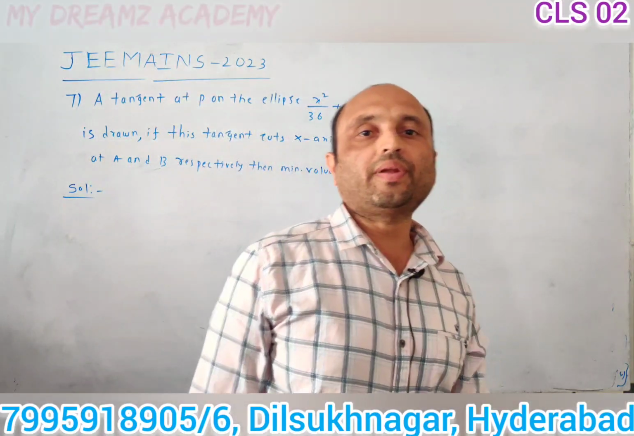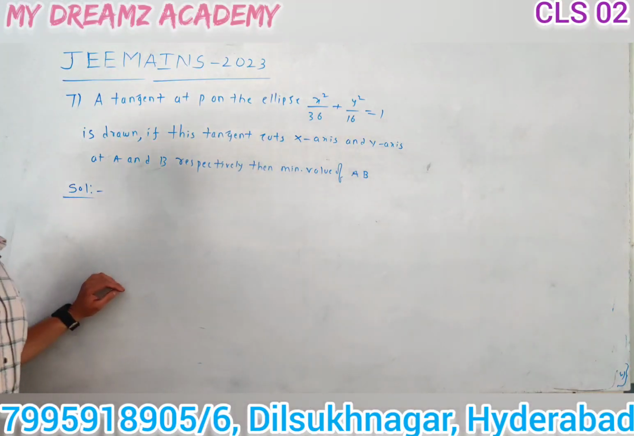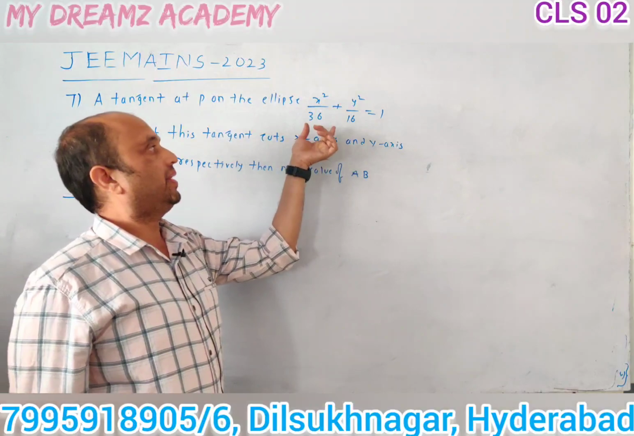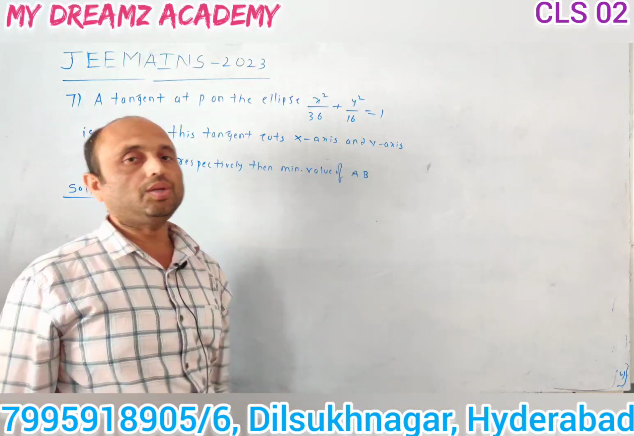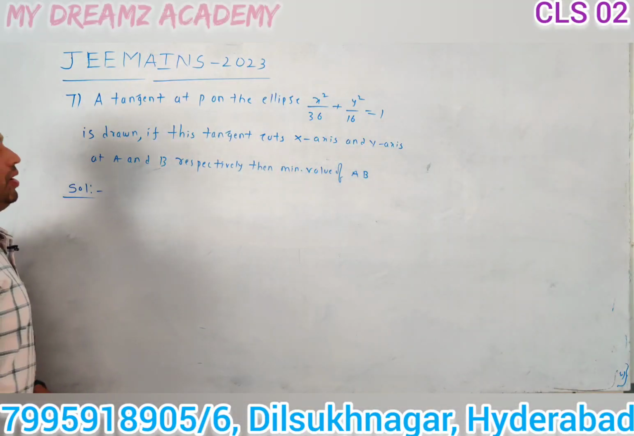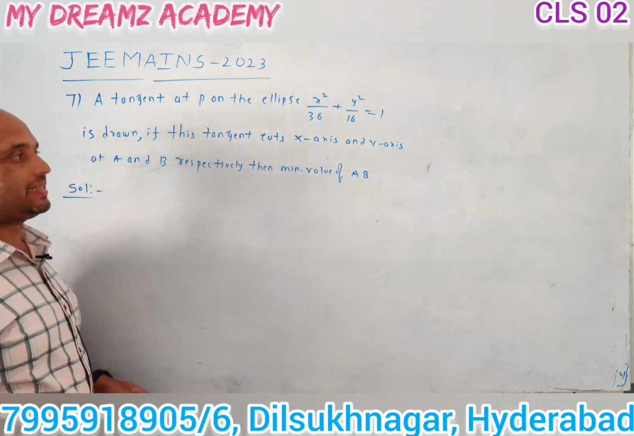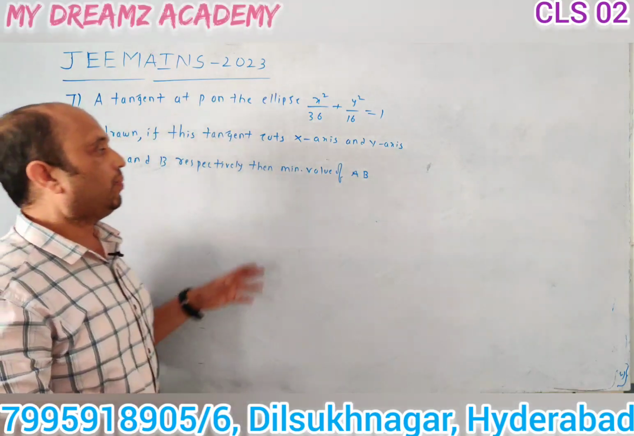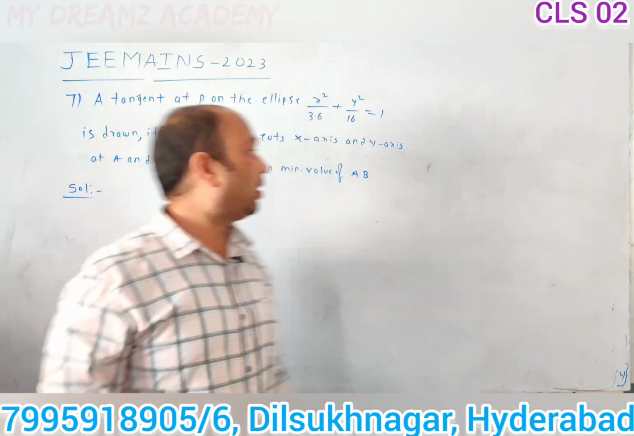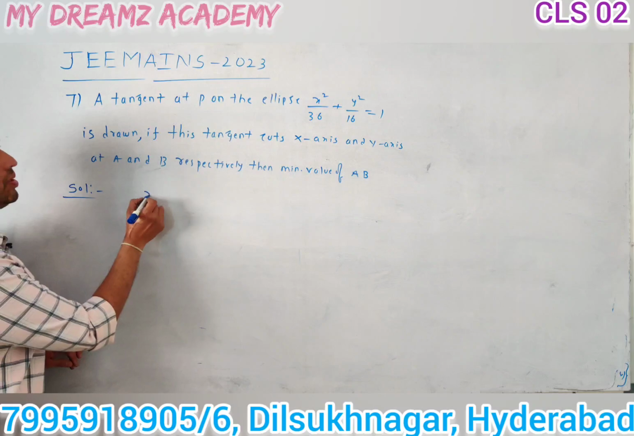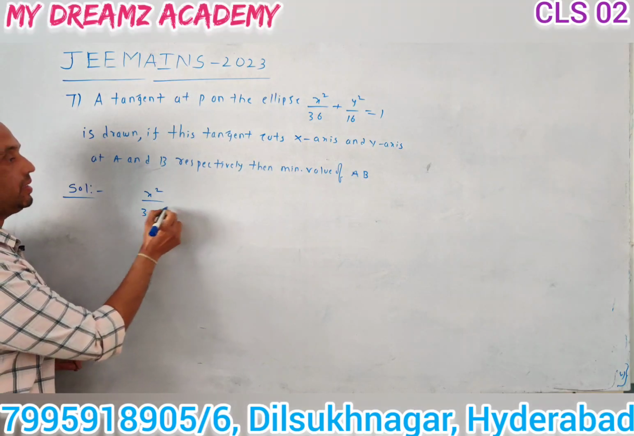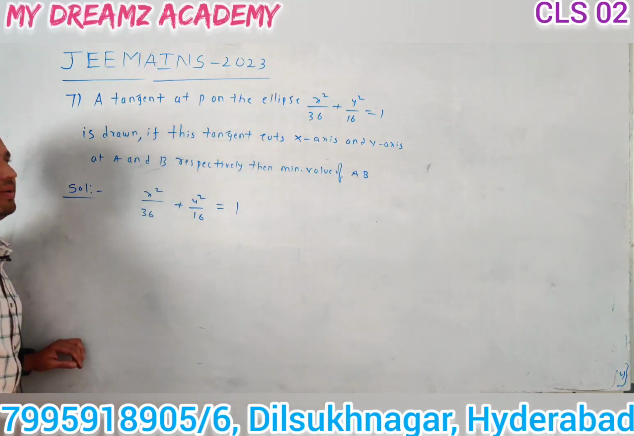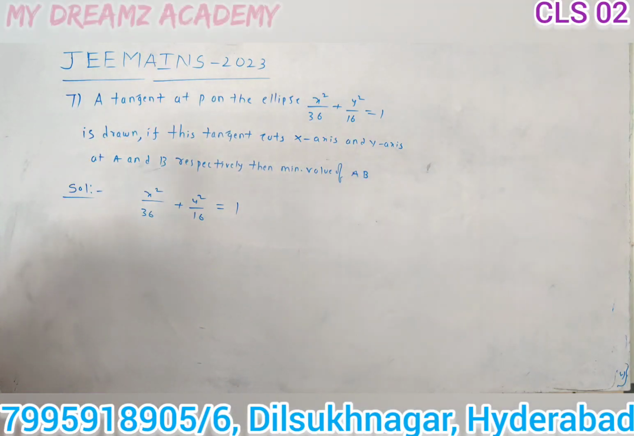Next question is from conic sections. A tangent at P on the ellipse x square by 36 plus y square by 16 equals 1 is drawn. If this tangent cuts the x-axis and y-axis at A and B respectively, then find the minimum value of AB. This is the equation x square by 36 plus y square by 16 equals 1, which is the equation of an ellipse.